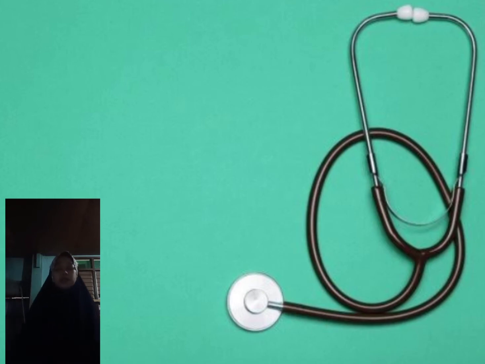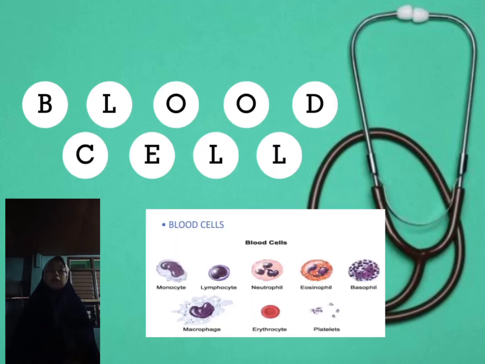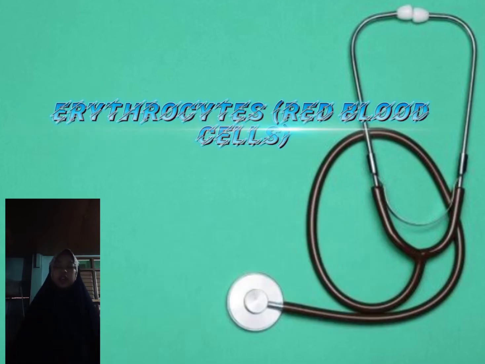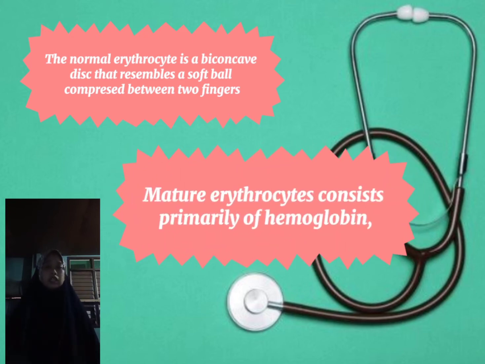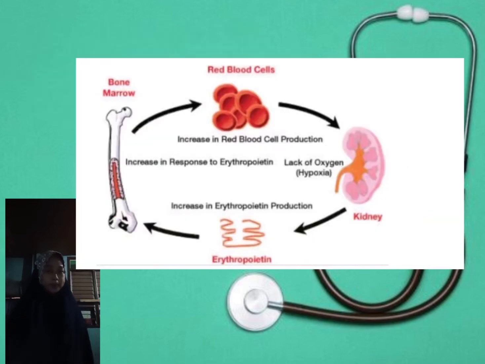The next one is the blood cells. Blood cells include the erythrocytes, which are called the red blood cells. The normal erythrocyte is a biconcave disc that resembles a soft ball compressed between two fingers. Mature erythrocytes consist primarily of hemoglobin, which contains iron and makes up 95% of the cell mass.